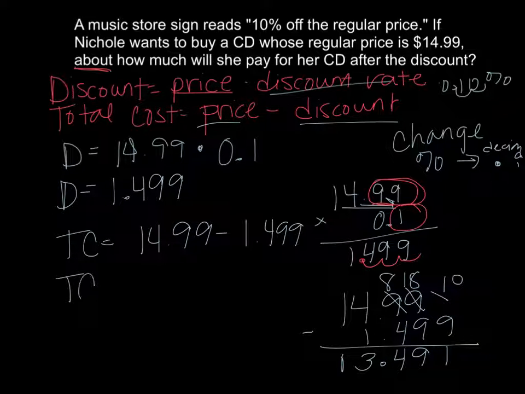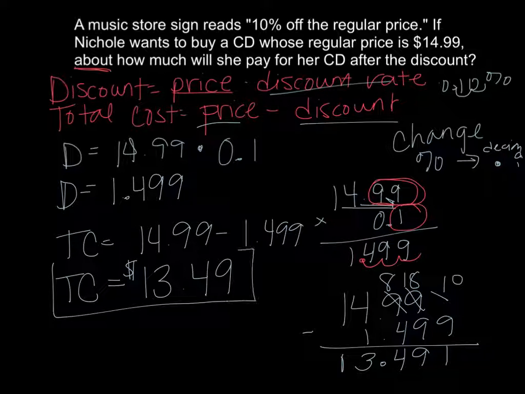So my total cost is going to be $13.49. Make sure you get that dollar sign in there because we are doing a word problem. So after I get my discount of 10%, my total cost is going to be $13.49. And let's go to the next one.